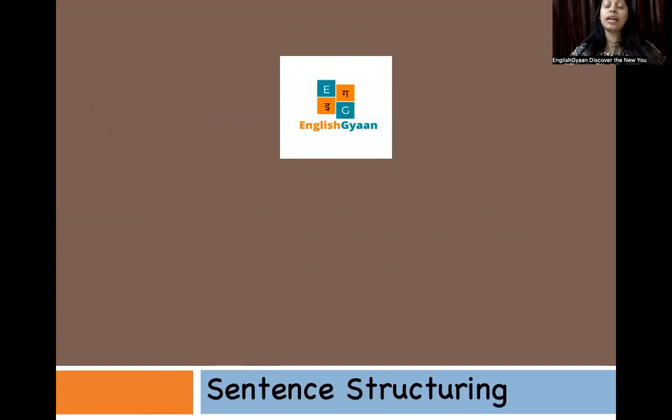Most of the times we are not able to become fluent because we think in our mother tongue and then we try to translate that in English. This has to stop. You have to stop thinking in your mother tongue. How? When you focus on your sentence structuring. Your sentences should be short and simple but effective at the same time.